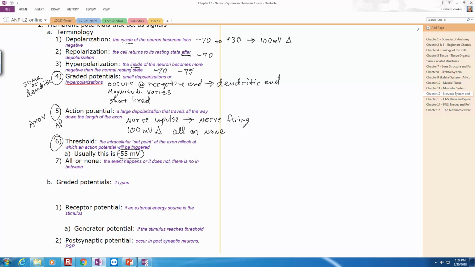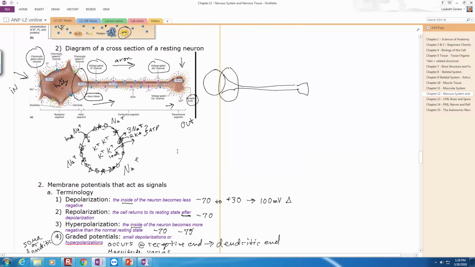So this set point is at the axon hillock. That's the important part there, okay? Axon hillock, at which an action potential will be triggered. So when we say it's at the axon hillock, we're saying this is where it's measured or where it's felt or experienced. So we go back up to that picture here. You have -70 around the whole cell, and then if you get enough voltage change to get +30 to hit our threshold, that is going to be felt right here at the axon hillock.